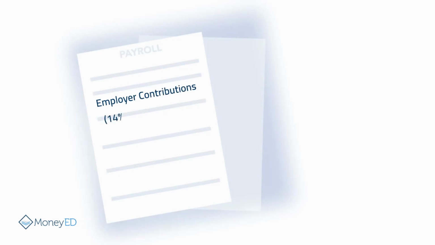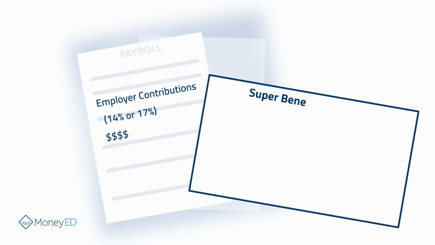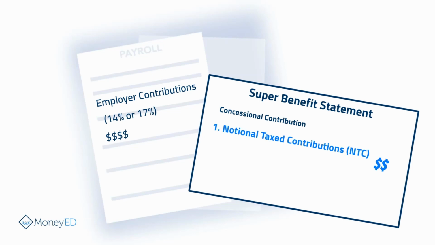While the contributions made by your employer, either 14% or 17%, will show up as a specific dollar value on your payslip, the amount of employer contributions counted towards your concessional contribution cap will be a different amount known as a notional taxed contribution, or NTC amount.